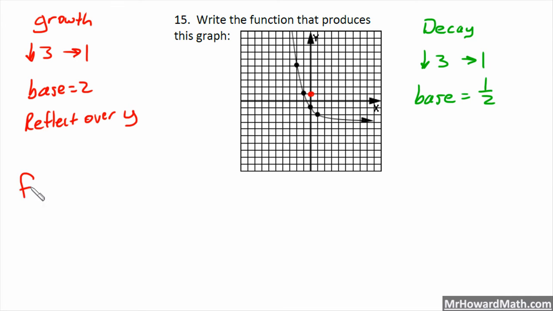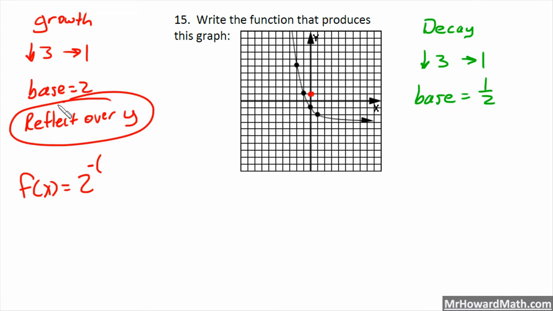So with growth, the function would be f of x equals, the base is 2, and I'm going to put that negative there to reflect it over the y, make the x's opposite, 2 raised to the power of negative x, and we want to move it to the right 1, so that's a subtract 1 there. And then we want to move it down 3, so that's a subtract 3 right there. Okay, so that's how it would be if you chose to write it using exponential growth.